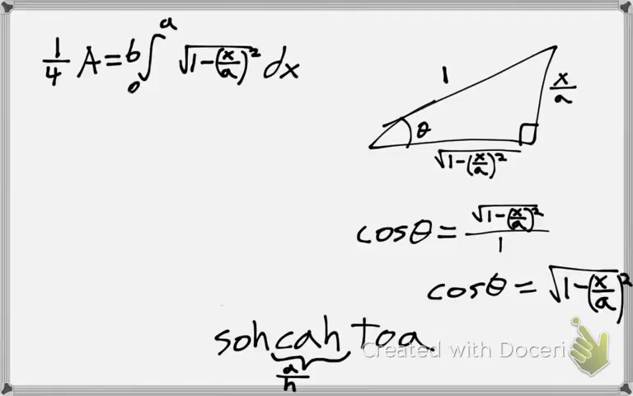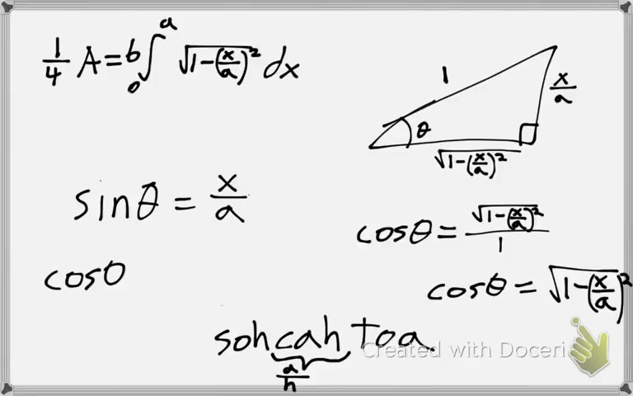And then we'll find a value for the dx, so we'll have to take the derivative of something. To make it easier, we'll do sine theta is equal to x over a over 1. But since it's over 1, we can just discount it, so it's just x over a. And so now we'll take the derivative of that.